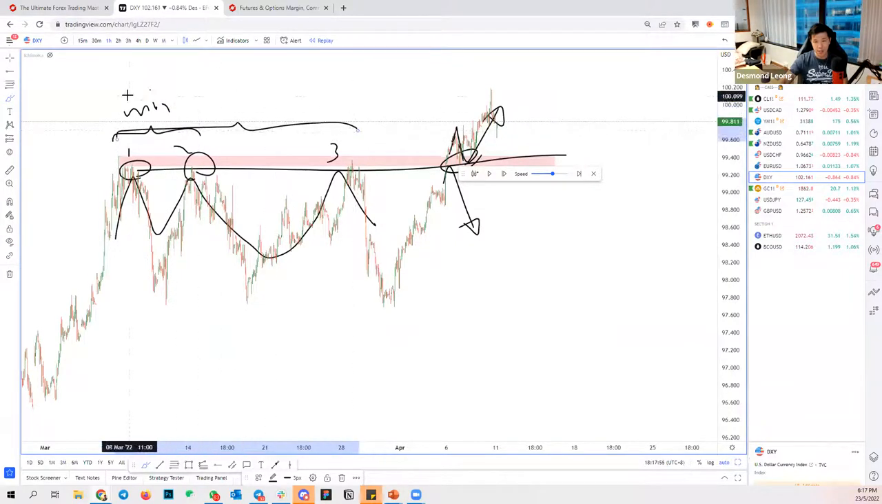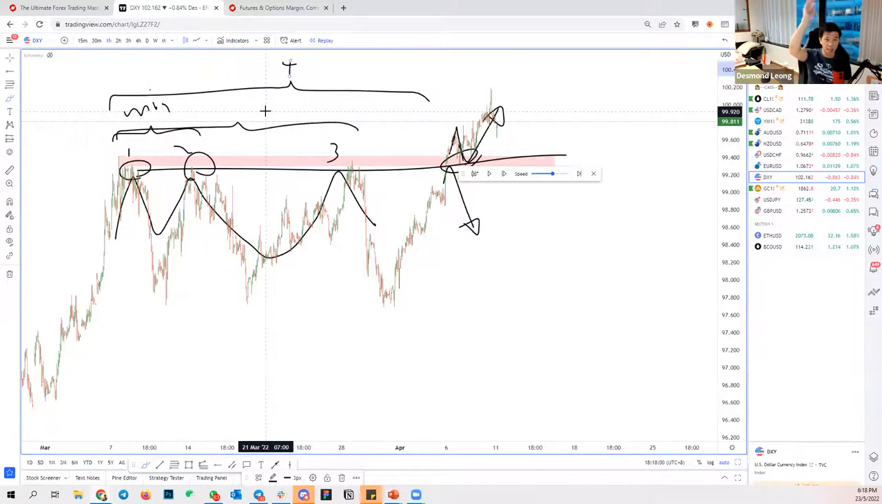If you can find three, if you can find four levels that finally get broken, look for the pullback and get in on the trade. There's a pretty decent probability of getting a profitable trade on that. One of my favorites.